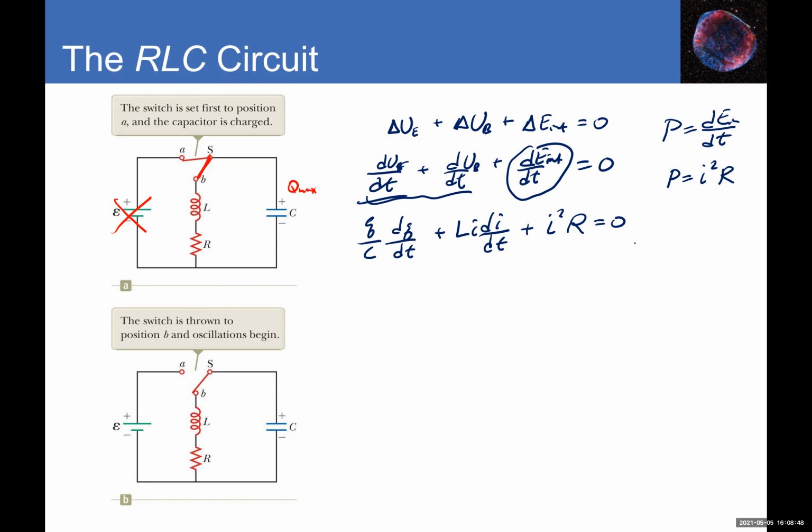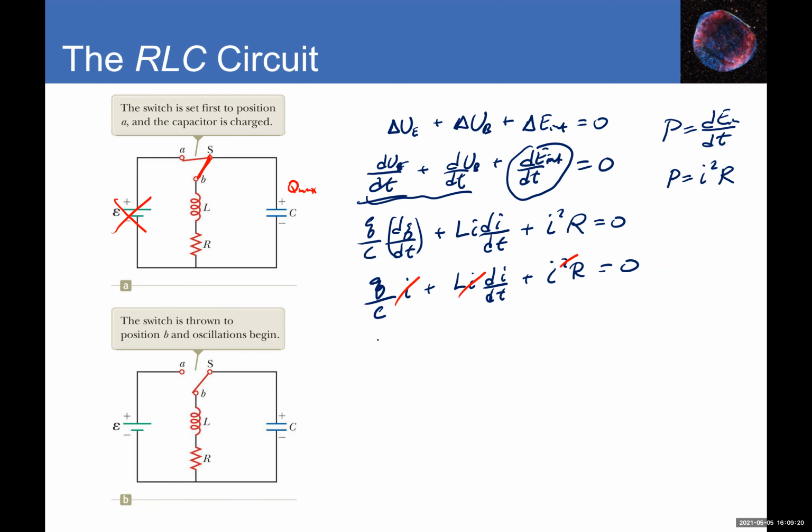All right. So now what I can do from here is rearrange a little bit. So Q over C, well, dQ/dt is just I, then plus L i, then I have di/dt, then plus I squared R equals 0. Now, the right side of the equation is equal to 0, so let's get rid of one of the i's. That means we can just divide both sides by I. So then this cancels out.